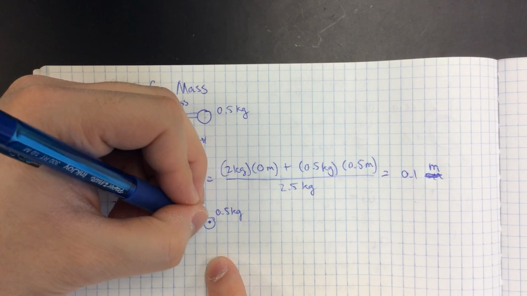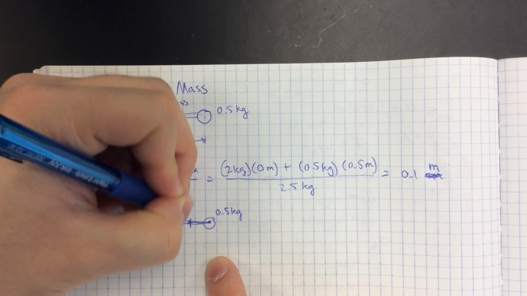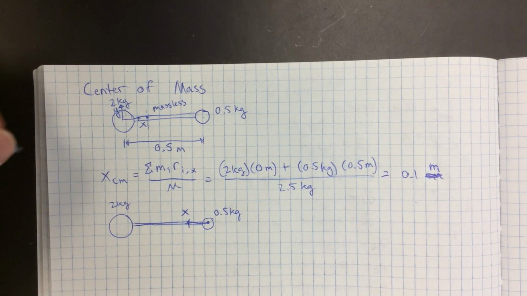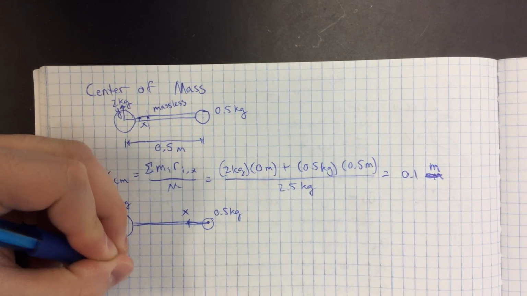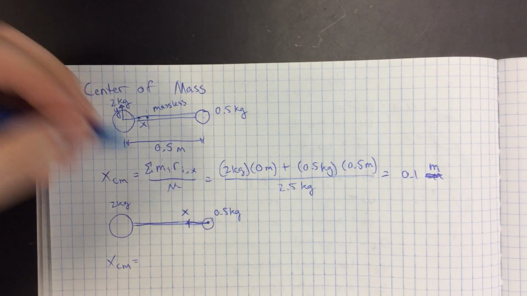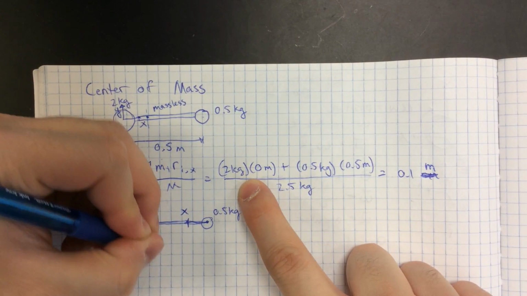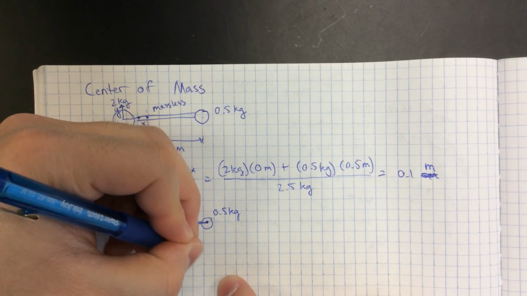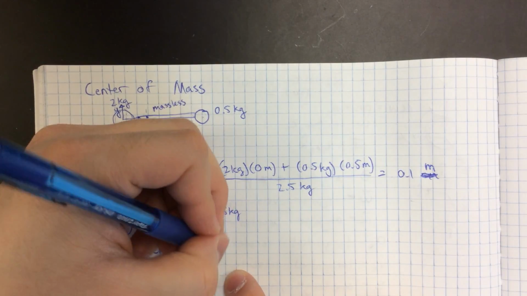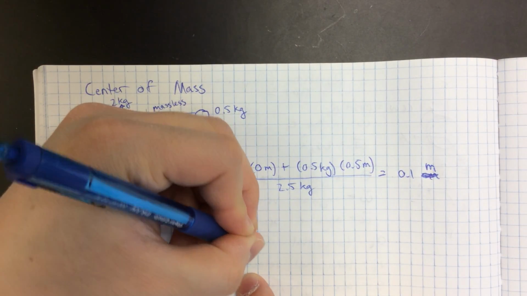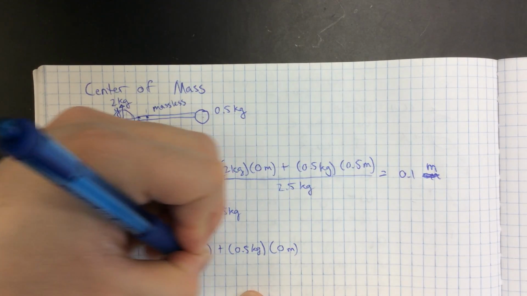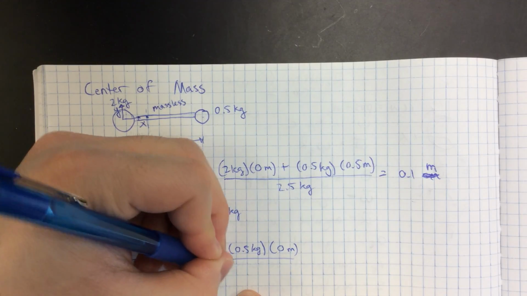So here, you can point this way, x. Okay. So same thing, center of mass equals, in this case, now you're going to have 2 kilograms times 0.5 meters plus 0.5 kilograms times 0 meters divided by 2.5 kilograms.